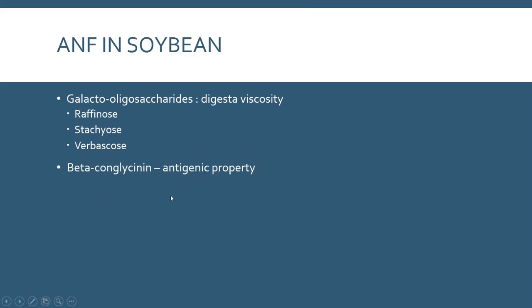Soybean also contains high levels of the antigenic beta-conglycinin. This beta-conglycinin is part of the protein molecules in soybean. It is usually a defense mechanism of soybean when they are still in the field. They have high levels of beta-conglycinin to keep away those pests or those birds eating soybeans in the field.